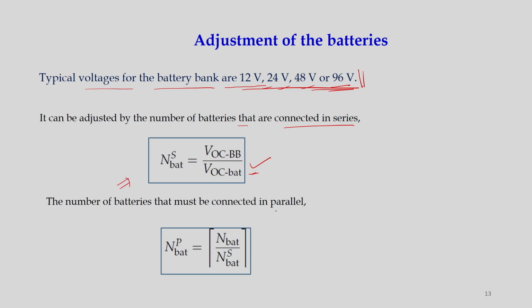And in the case of parallel connection, we must know the total number of batteries and the number of batteries connected in series. Then from that we can calculate the number of batteries to be connected in parallel. Okay.